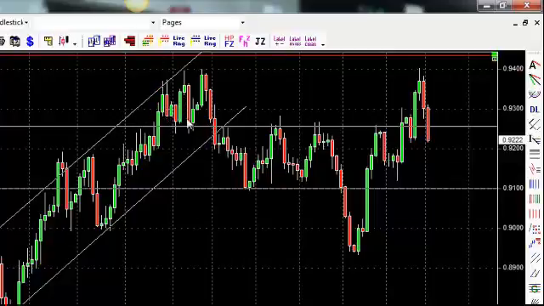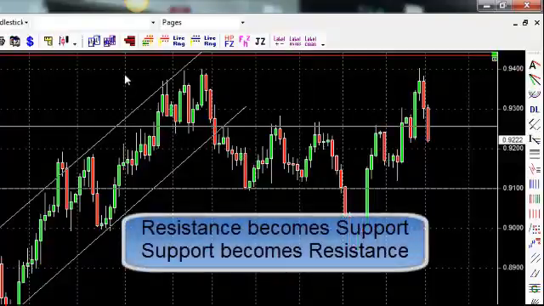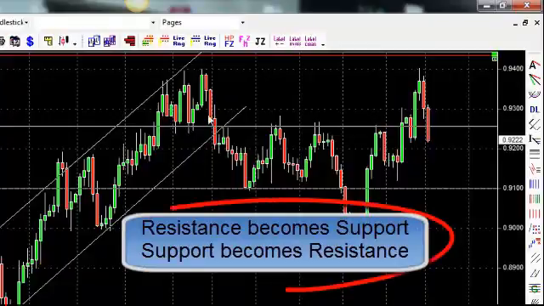So now you can see that price is having a difficult time breaking back through the floor. Eventually it breaks through the floor. See, now it becomes the ceiling, right? So your resistance now becomes your support. Once it broke through what was your support, that now becomes your resistance. Do you understand? So look for those.